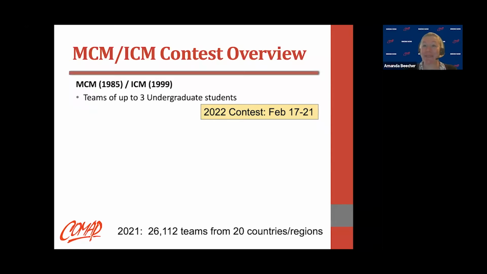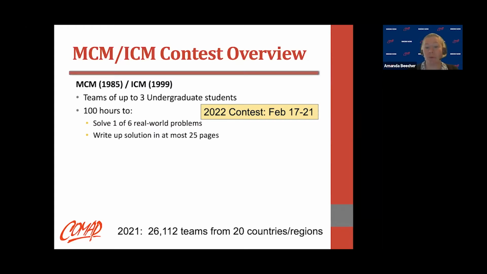They start actually on Thursday night, and they run through the weekend to Monday night. So this is teams of up to 3 undergraduates, so it's a little different than the high school competition. They have 100 hours over that time to solve one of 6 real-world problems. At the end of the contest, they're going to write up their solutions in 25 pages, and no more than 25 pages, I should say.